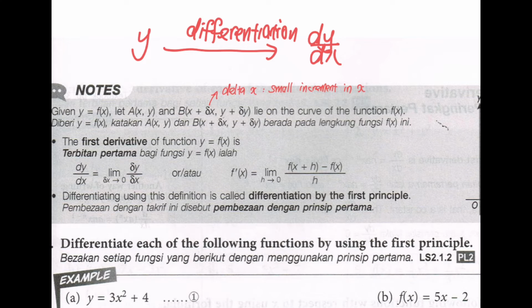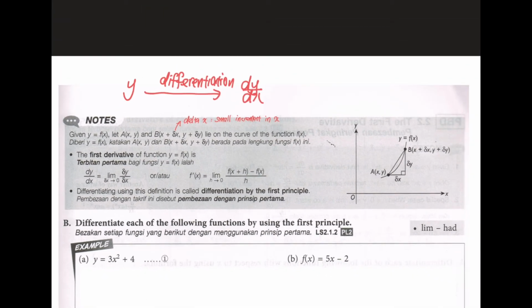Small increment in x means it increases a little bit. Let's say, for example, x is 2, and then delta x may be 0.1. So 2 plus 0.1, something like that. A small increase in x. Delta y is just similar, a small increase or small increment in y. Let's look at the graph to understand it.